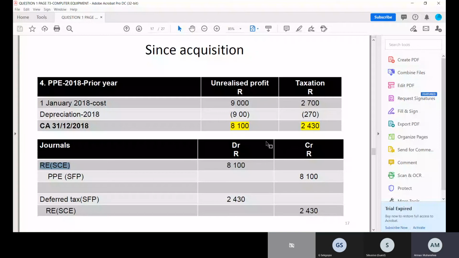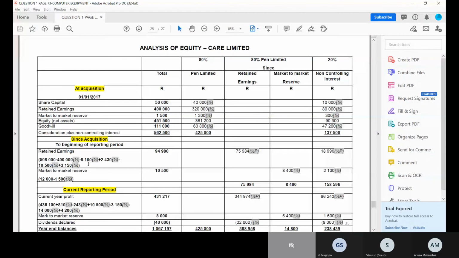Here's the amount that I'm referring to, because if you come here, you just see the figure. Here it is: minus 8,100 plus 2,430. That will be your total of retained earnings since acquisition to the beginning. Once you get this figure, then the rest will be easier, because then you will have your since acquisition multiplied by 80% and then multiplied by 20%.